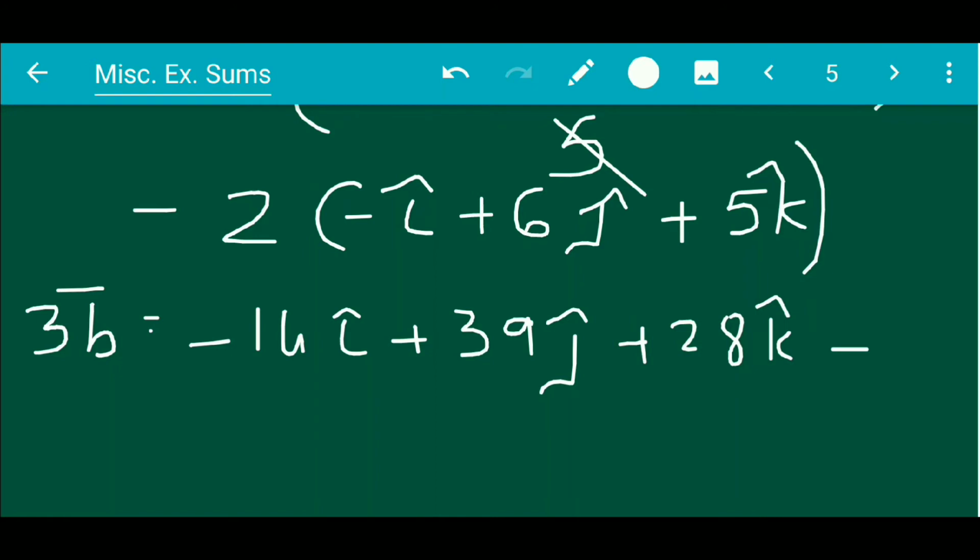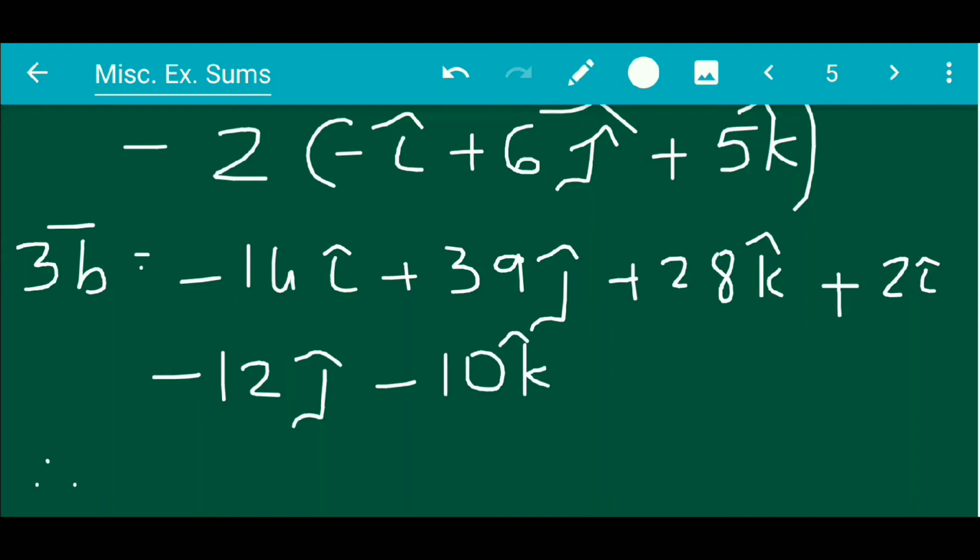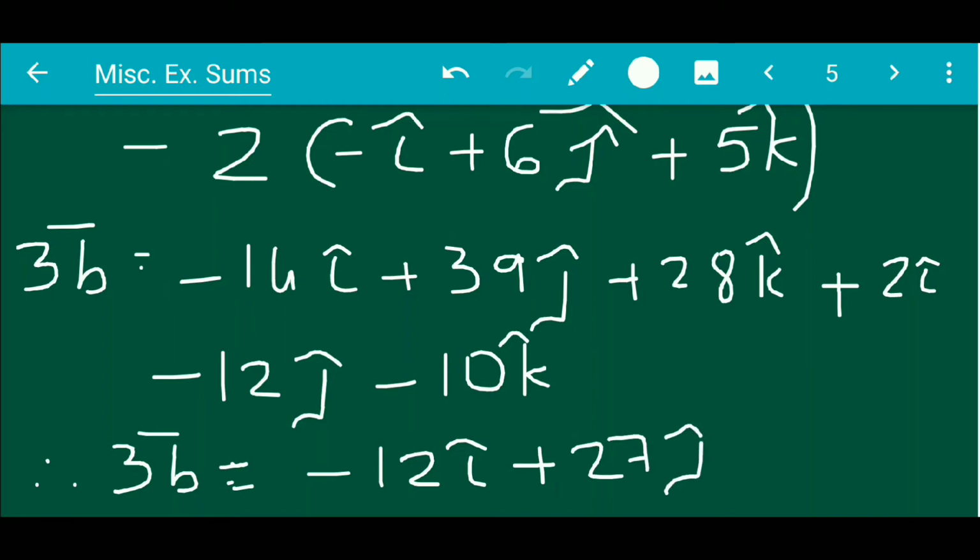So minus 2 into minus I becomes plus 2I. Similarly, minus 2 into 6j becomes minus 12j. Minus 2 into 5k becomes minus 10k. Upon solving it further, we get 3B bar is equal to minus 14I plus 2I gives us minus 12I. 39j minus 12j is going to give us 27j, and 28k minus 10k gives us 18k.